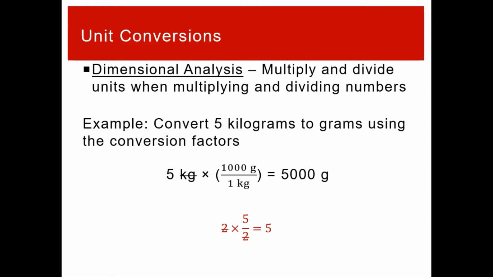So similar to working with a fraction, 2 times 5 halves is equal to 5. Multiply 2 times 5, that's 10, divided by 2 gives you 5 again. So the 2's just cancel out.